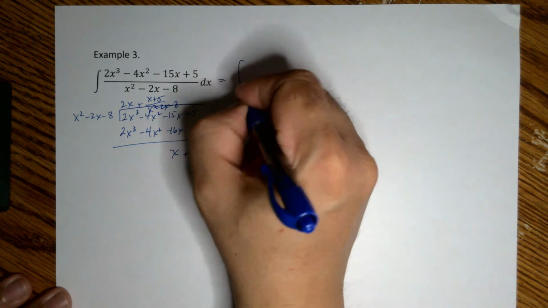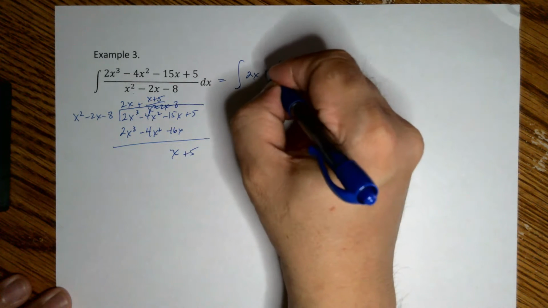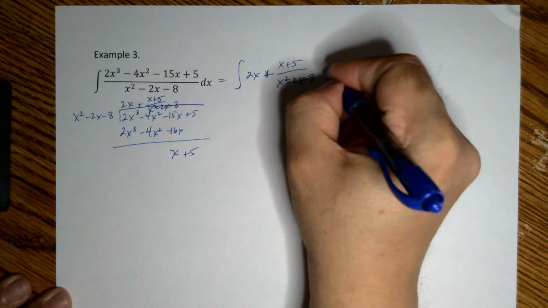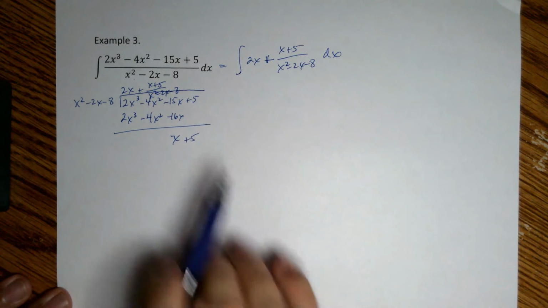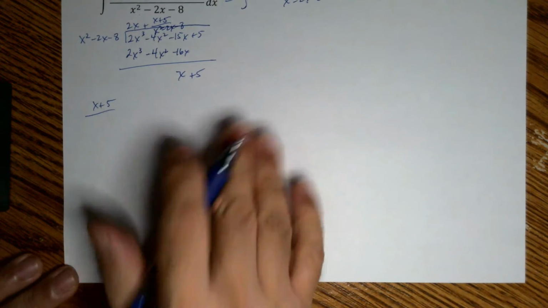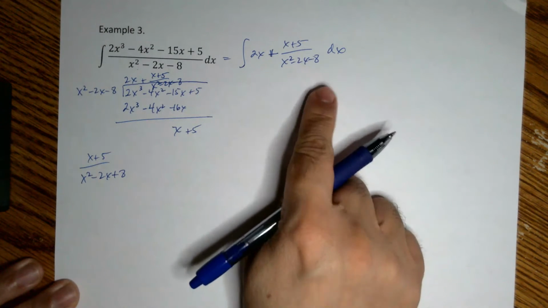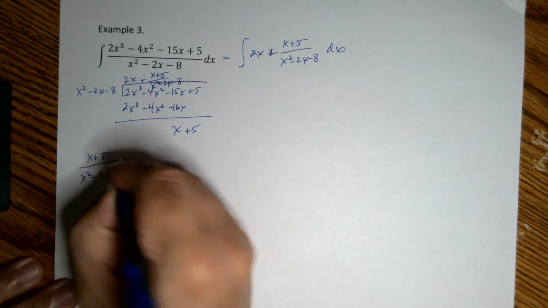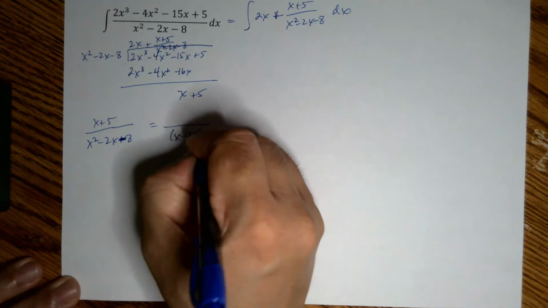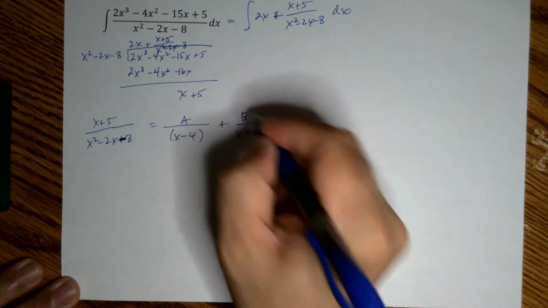So this is the first rewrite. So there's the 2x plus x plus 5 over x squared minus 2x minus 8 dx. Alright, now we're going to take this, x plus 5 over x squared minus 2x minus 8. Alright, that's what that is. Oops, it's not plus 8, it's minus 8. Alright, and then we're going to factor that. So factor the denominator, and it's going to be x minus 4, x plus 2, and remember a and b.